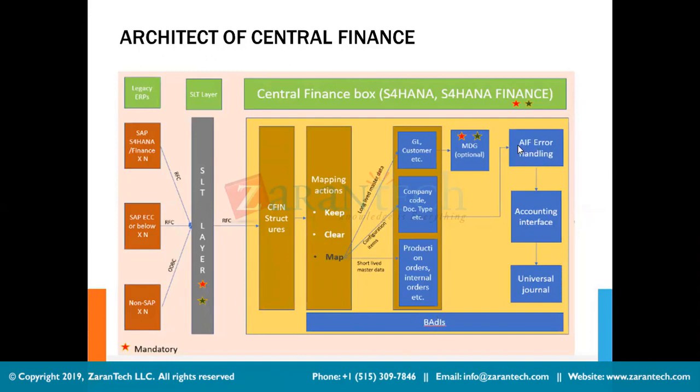So here, AF error handling will be done. Once the AF error handling has completed, through the accounting interface, the database will be updated to the Universal Journal Entry table, ACDOCA, which is called the Universal Journal Entry table. This is how the data will flow, and this is how the SLT is connected from your ERP and non-ERP systems to my SLT system to my SAP S4HANA system.